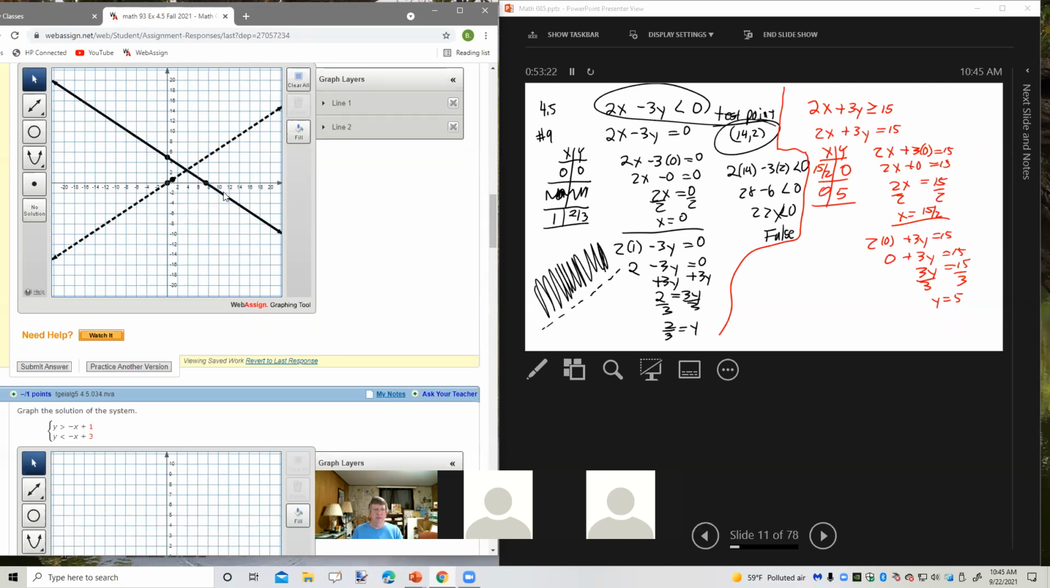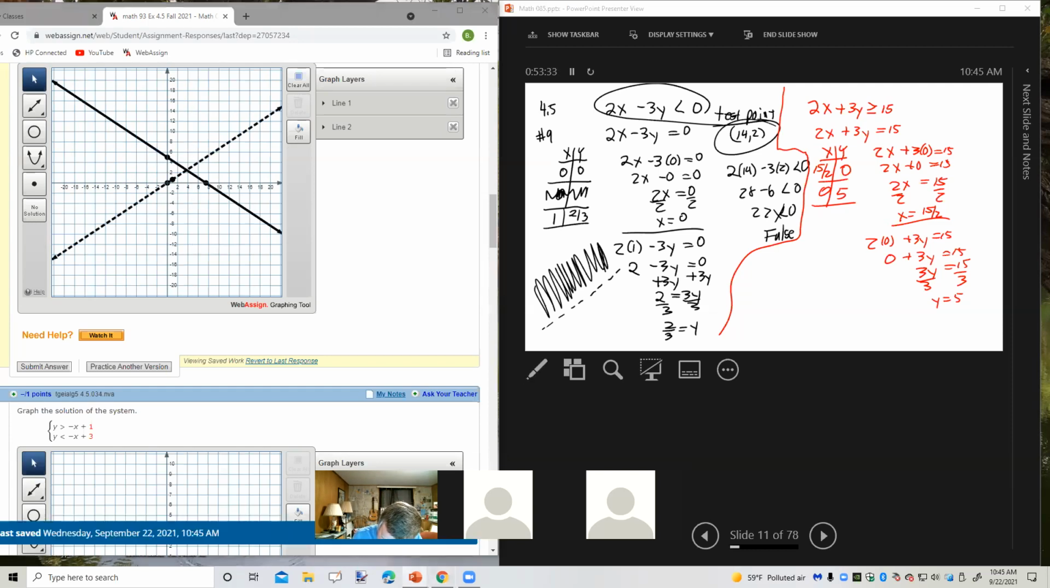Okay, now the solid line, I can use 0, 0 as a test point because it's not on the solid line. Okay, so we'll go, let's see, test point.